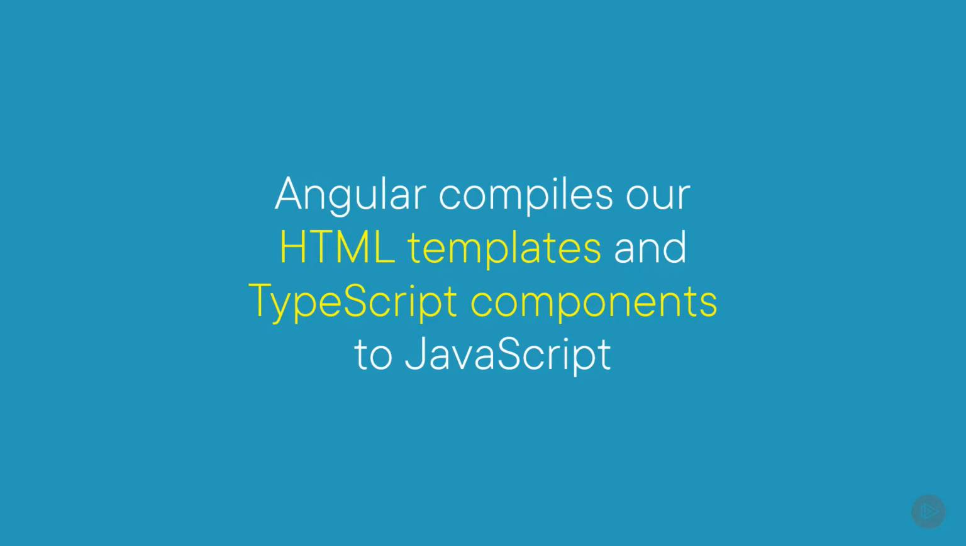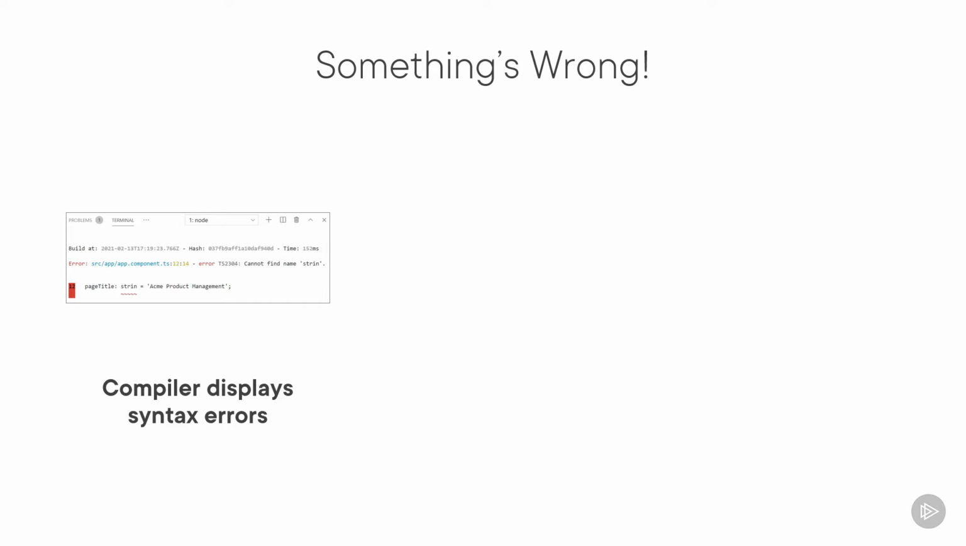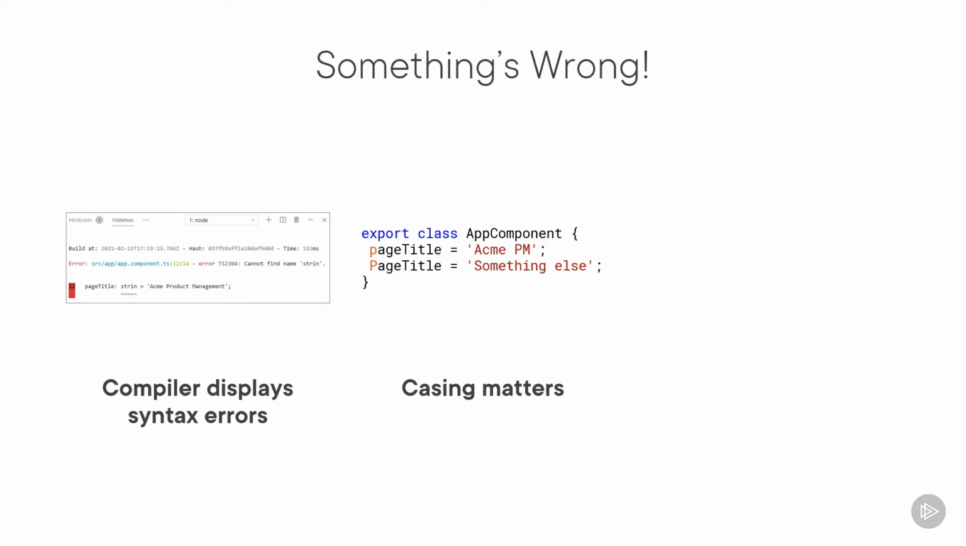Because browsers don't understand the components and templates we build, Angular applications require a compile process to convert our templates and TypeScript code into JavaScript. If that compiler finds any HTML elements or code it doesn't understand, it displays a syntax error. In this example, I misspelled string. In both Angular and TypeScript, casing matters.